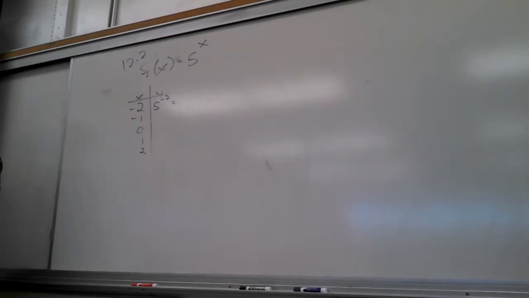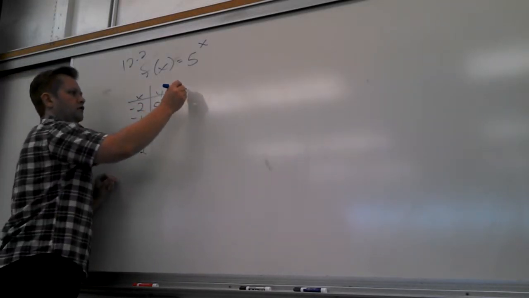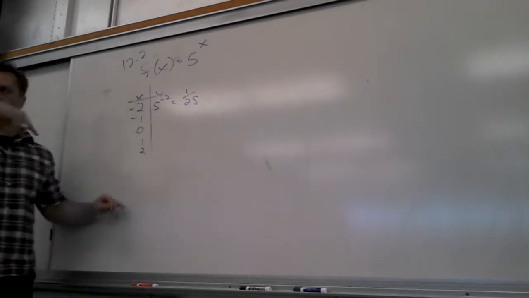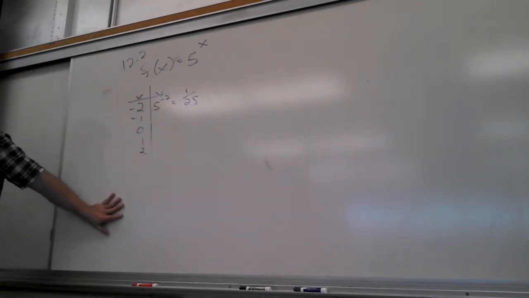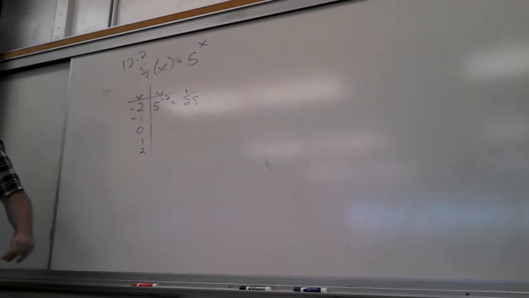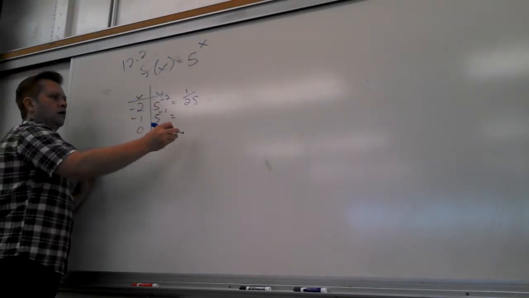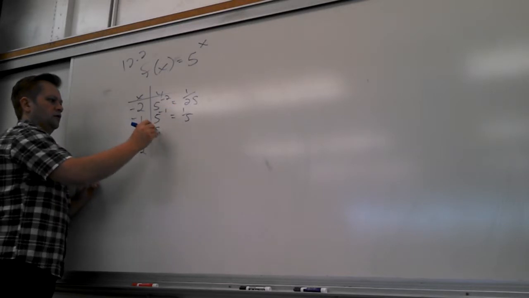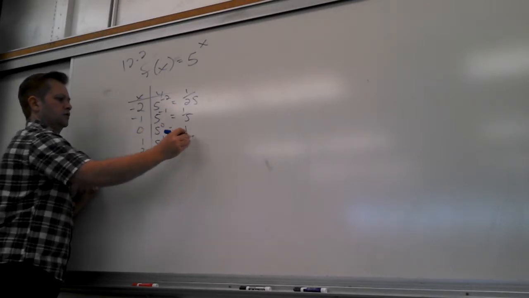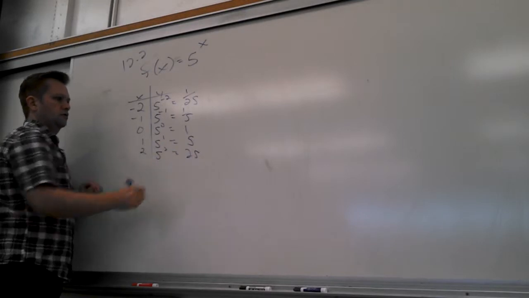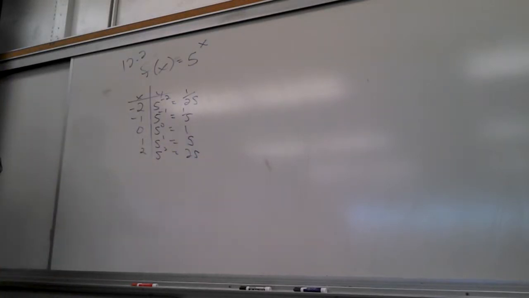The negative power flips. So 5 squared is 25, so 5 to the negative 2 power is 1 over 25. It just flips it. Do you guys see that? 3 squared is 9. So 3 to the negative 2 is 1/9. Nothing major there. A negative power, all I can do is flip what you would normally get. So what's 5 to the negative 1? 1 over 5. 5 to the 0? 1. 5 to the first? 5. 5 squared? 25. So then you can graph this.